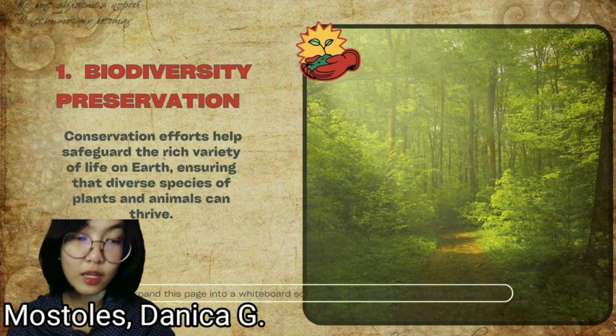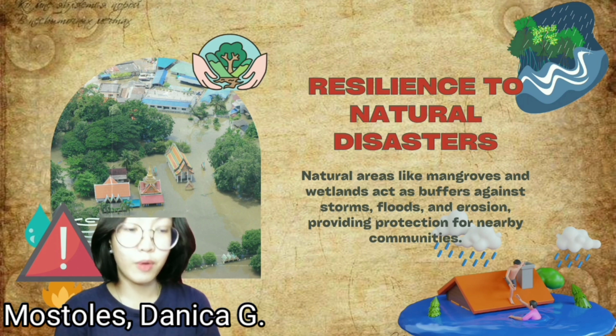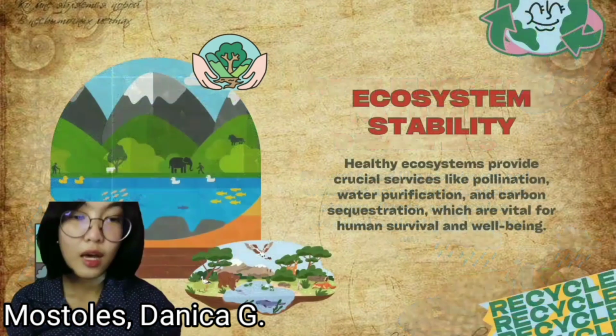Biodiversity preservation: conservation efforts help safeguard the rich variety of life on Earth, ensuring that diverse species of plants and animals can thrive. Resilience to natural disasters: natural areas like mangroves and wetlands act as buffers against storms, floods, and erosion, providing protection for nearby communities.